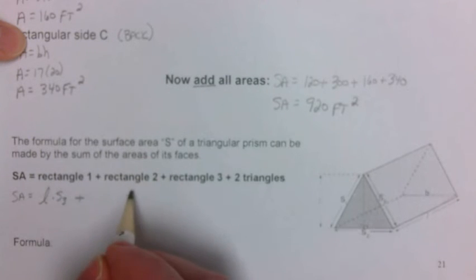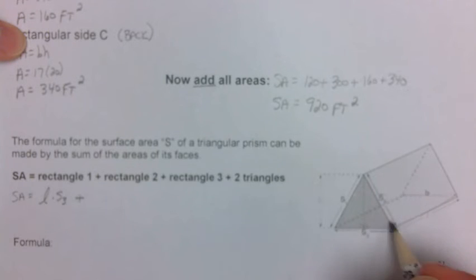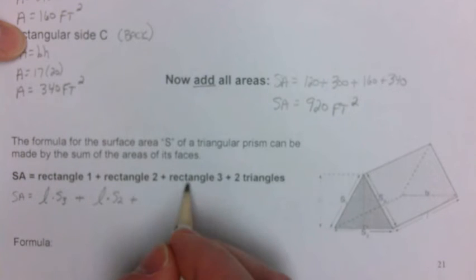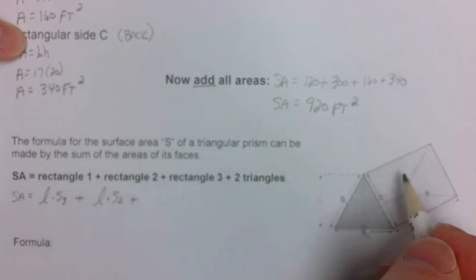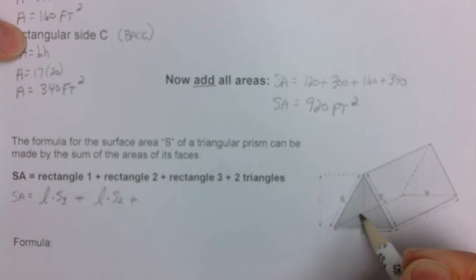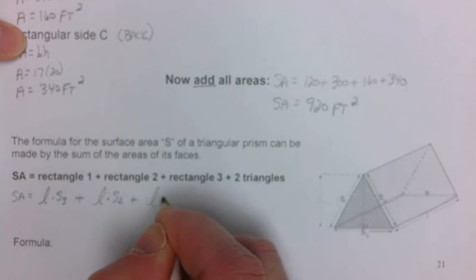Plus, for rectangle number 2, I can call that this bottom rectangle down here. I'm going to have this measurement, which is S2, or side number 2, multiplied by L, the length. So length times side 2, plus my third rectangle, which can be this rectangle over here on the left-hand side. Again, that's going to be this length multiplied by this measurement, which is called S1. Length times S1.